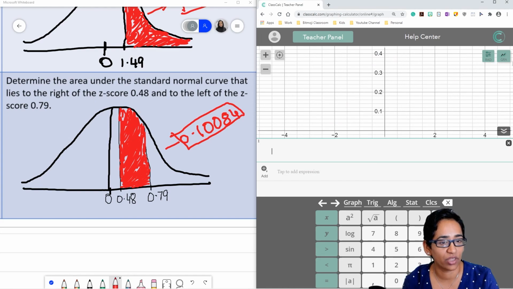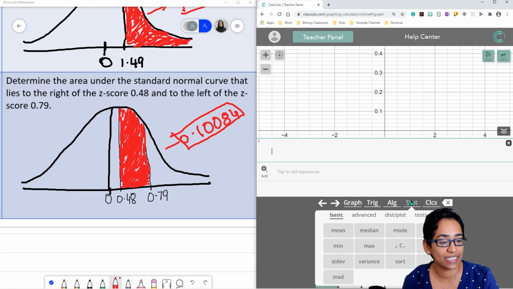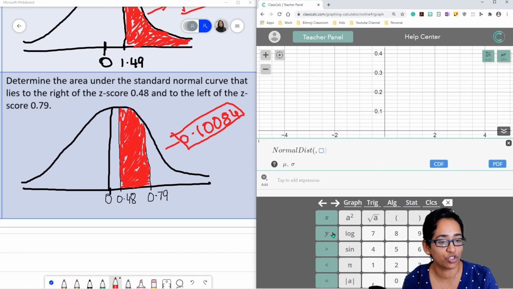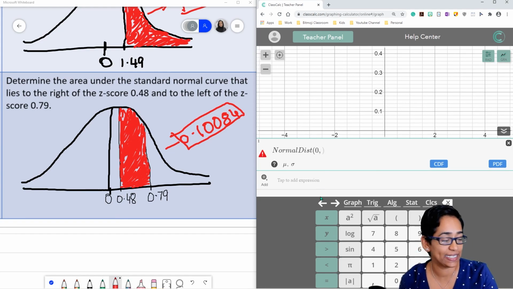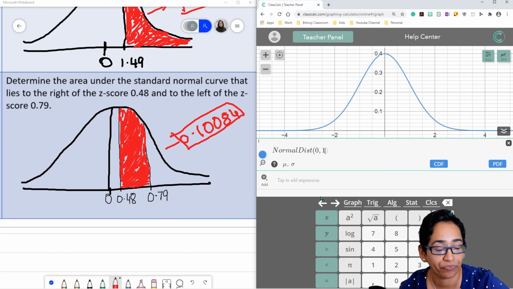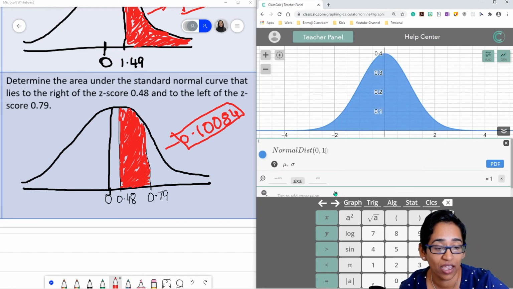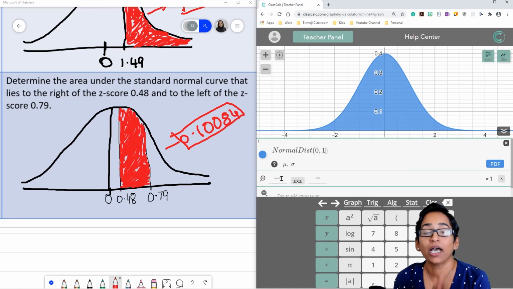I'm going to turn everything off. You start from your graphing calculator, statistics, distribution and plots, normal distribution. The mean is 0 and your standard deviation is 1. Once you have this, you click on your CDF and then plug in your values to the left or to the right. I hope this video helps.